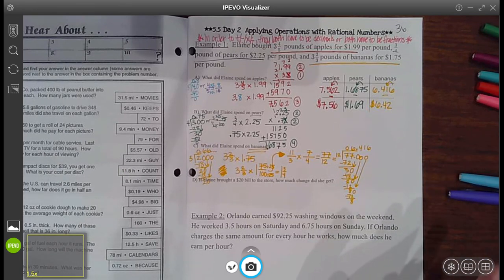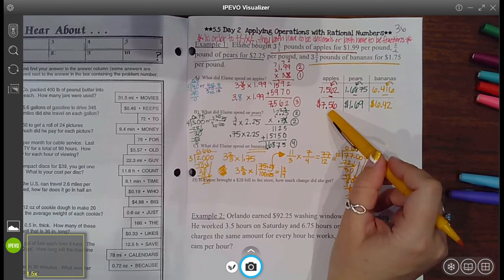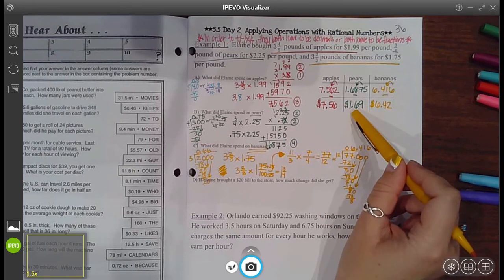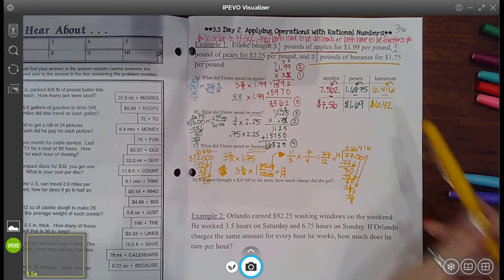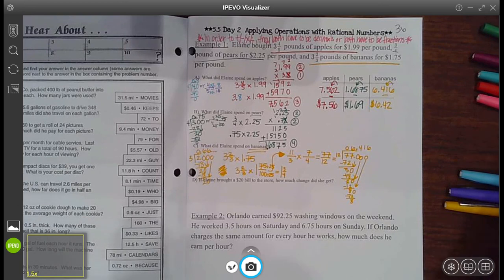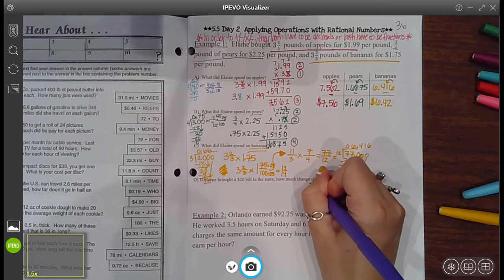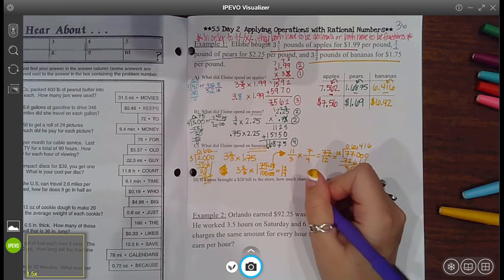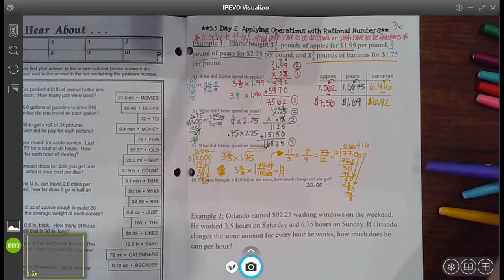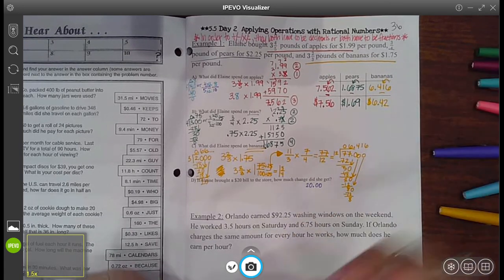Now that I figured out how much I spent for all my items, I can figure out my other questions, okay? So again, you spent $7.56 on apples, $1.69 on pears, and $6.42 on bananas. So they want to know, if you brought $20 with you to the store, how much change did you get? Well, first of all, I need to figure out how much total did I spend.